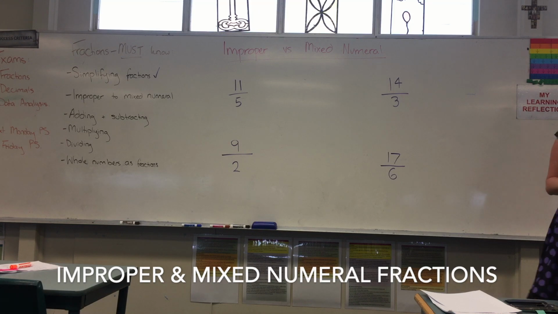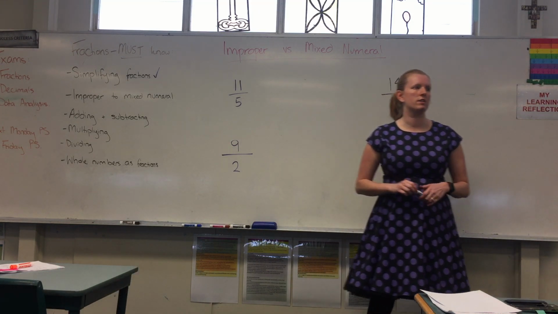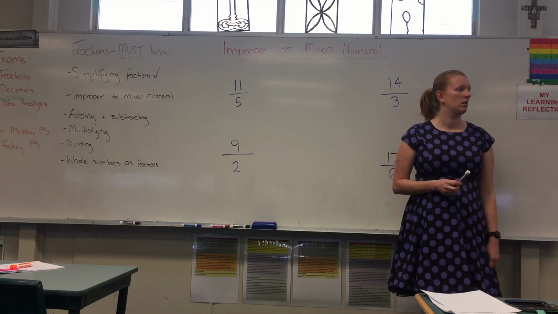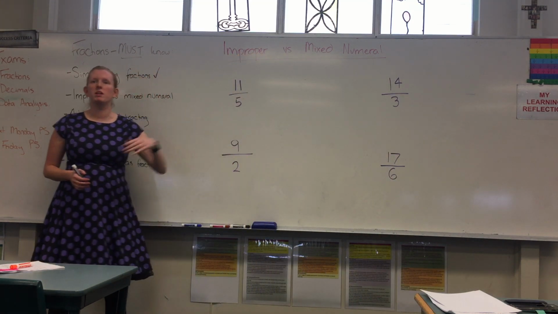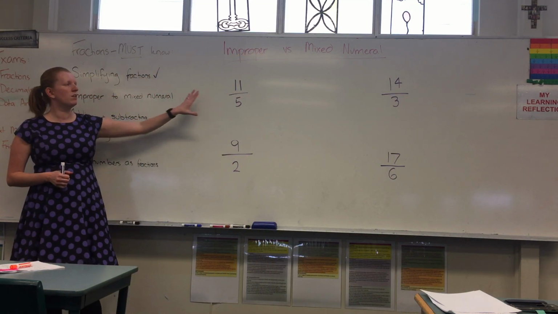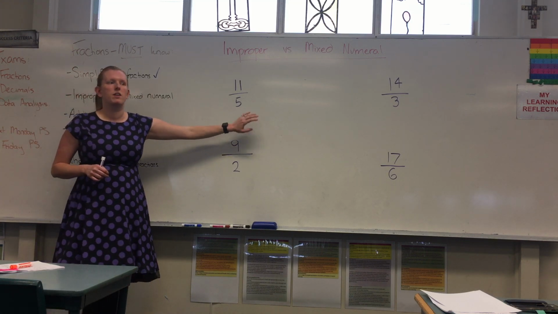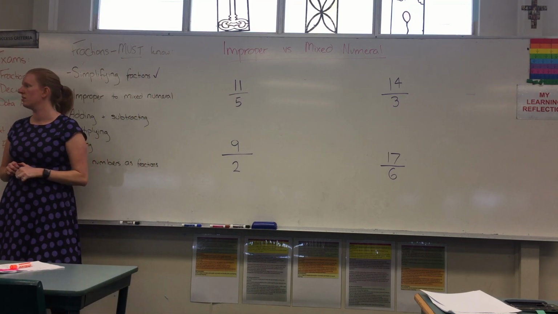Next up, we want to be able to turn improper fractions to mixed numeral fractions. Now, what's an improper fraction? Yes? Yeah, cool. They're improper because the number on top is too big. I love improper fractions personally, but some people don't. They're called improper because the number on the top is too big for the number on the bottom.